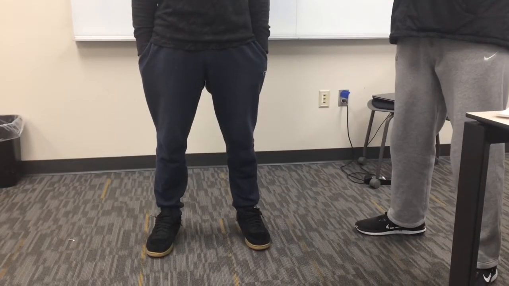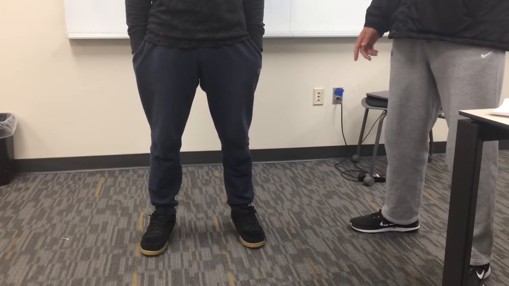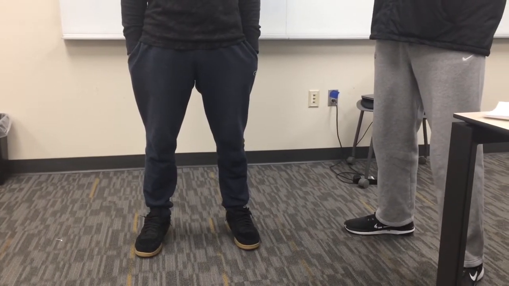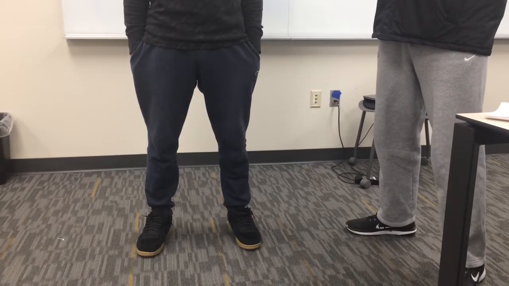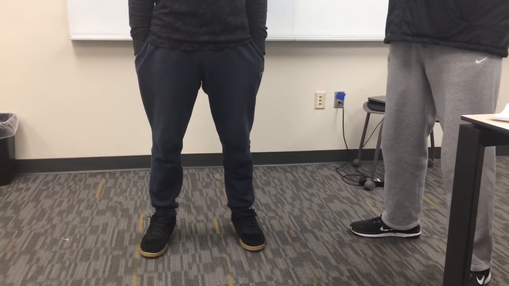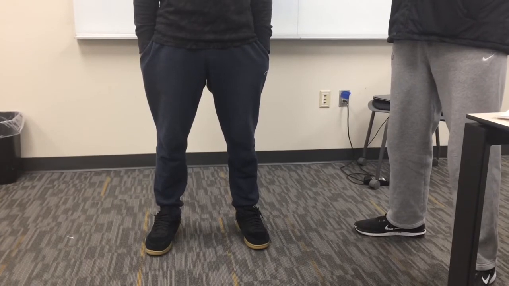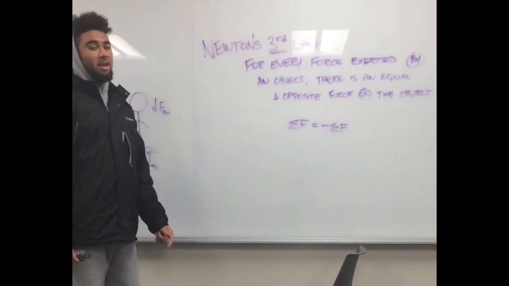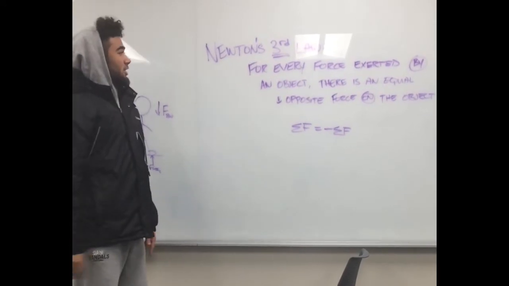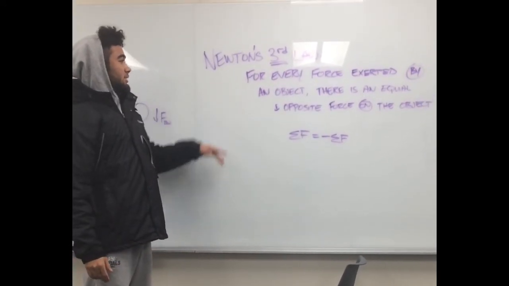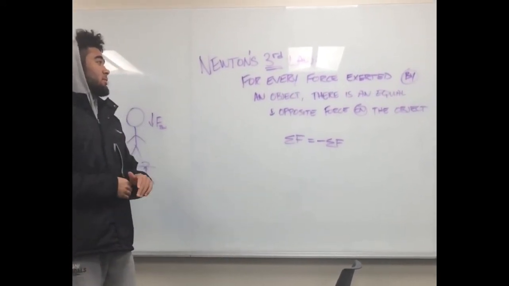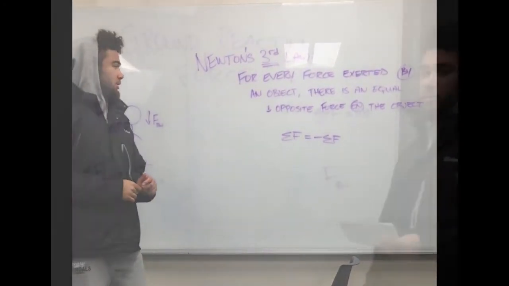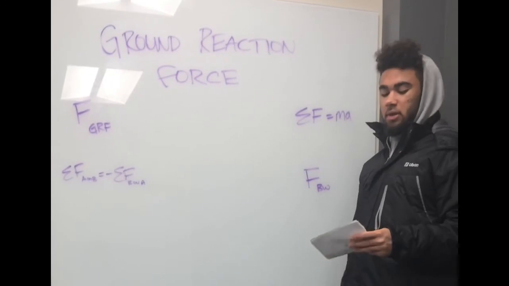Now, so you guys can see this in 3D, Jaden is standing on 2 feet, and he has a force of his body weight going through his feet. And since there are 2 points of contact, there are 2 ground reaction forces acting in opposition to his body weight. To make sense of the free body diagram, let's go over Newton's third law. His third law states that for every force exerted by an object, there is an equal and opposite force on the object.